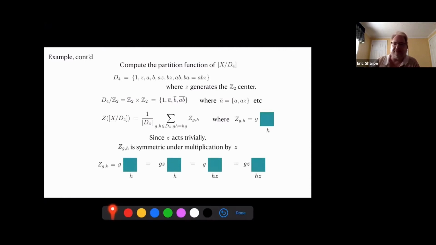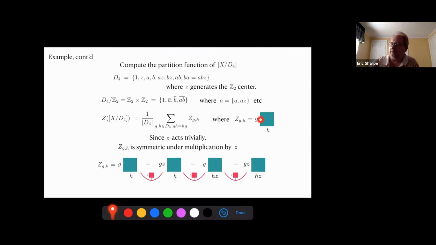Now, since Z acts trivially, these contributions are symmetric under multiplication by Z. That generates the trivially acting center. So this contribution is the same as that one, as that one, as that one. And the first observation I want to make is that these different sectors are all related by Z2 bundles.